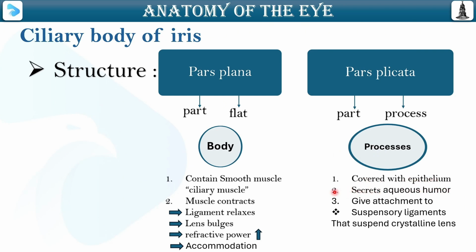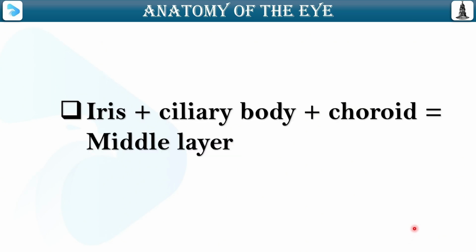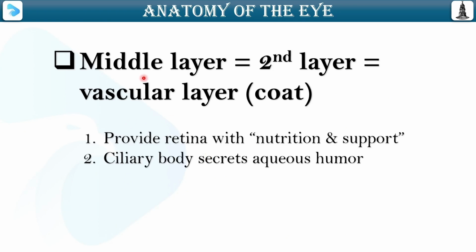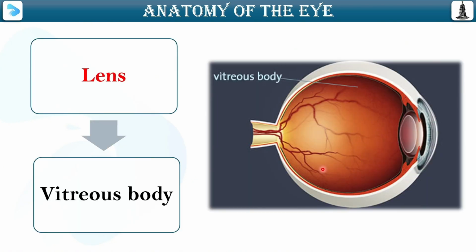The aqueous humor, as we said, is responsible for the nutrition of the avascular structures, and also for maintaining the shape of the eye, and that will be discussed in chapter 6. Also, the ciliary processes give attachment to the suspensory ligaments that suspend the crystalline lens. So the iris, the ciliary body, and the choroid make the middle layer, which is called the second layer, the vascular layer. The function: provide the retina with nutrition and support. The ciliary body secretes the aqueous humor.